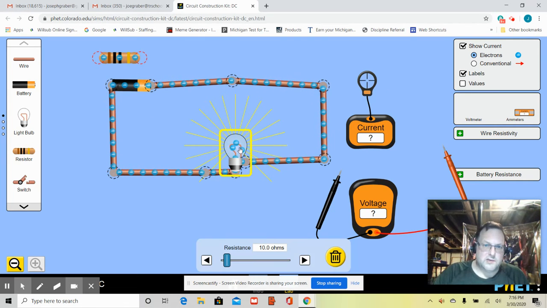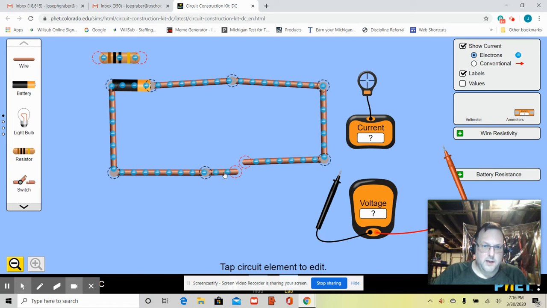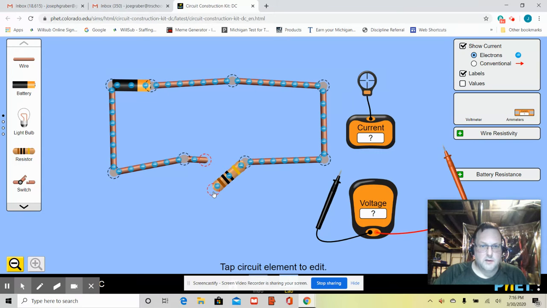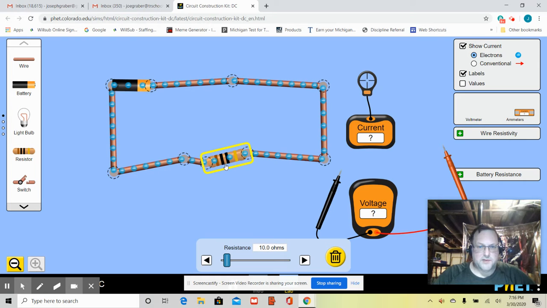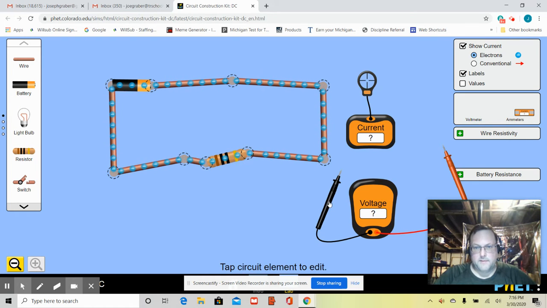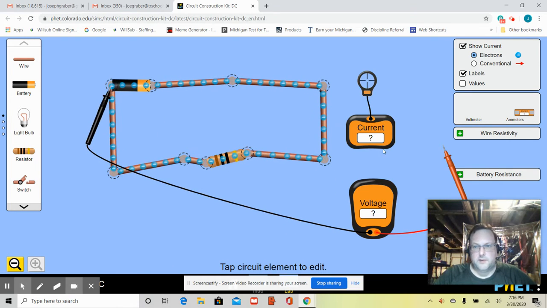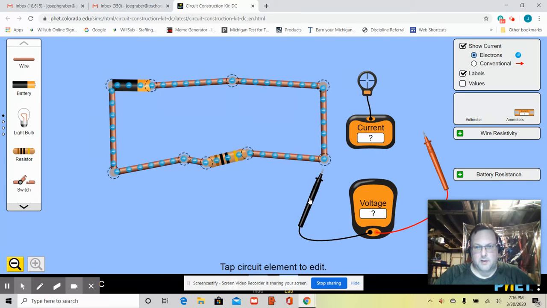Okay. So what happens if I take this out of here and replace it with a resistor? So I have a resistor here. This resistor is rated at 10 ohms again. Let's check the voltage. So obviously, zero over here, I'm going to be using 9 volts, just like with the light bulb. Current, using 0.9 amps.